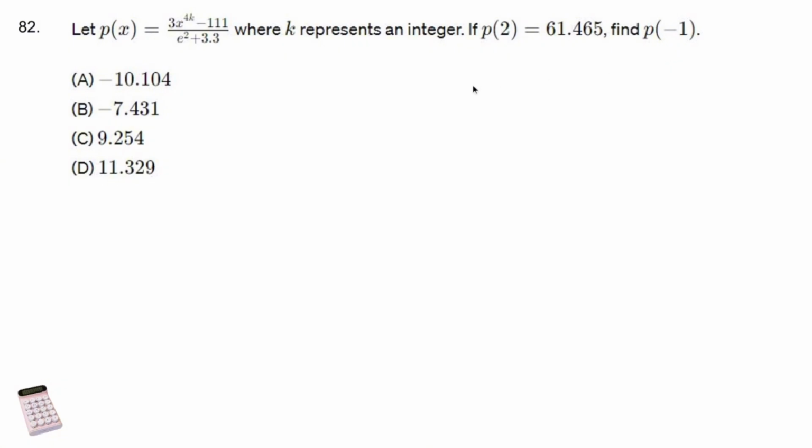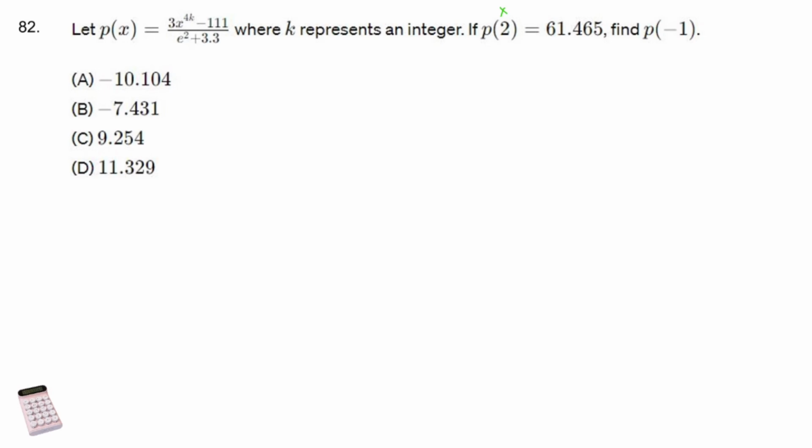So this is what I'm going to do. I'm going to run to a calculator, come back here, and then run back to a calculator again. What I need to do first is, it just told us that if I were to plug in 2 for x, because p of 2 means x is 2, I'm going to get 61.465.